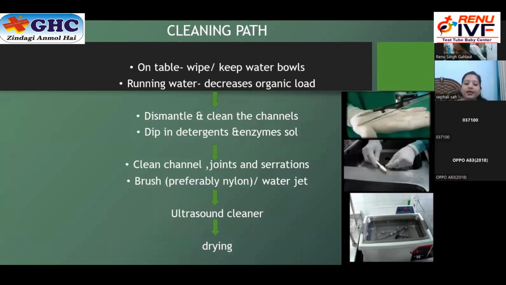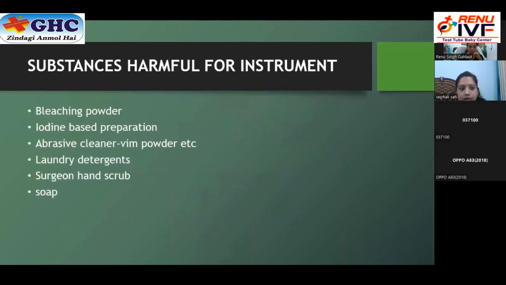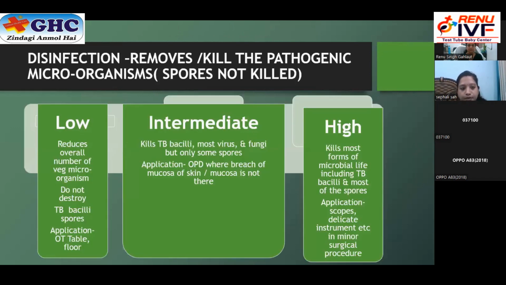Actually, what it does is vibrate, and all the particles which are not removed by brushing and flushing are removed by the ultrasound cleaner. Then you dry the instrument, then you keep it in the Cidex box, or you have to autoclave, whichever way you are doing in your setup. Now, substances which are harmful for our instruments are bleaching powder, iodine-based preparations, abrasive cleaners, Vim powder, laundry detergent, surgeon's hand scrub and soap.